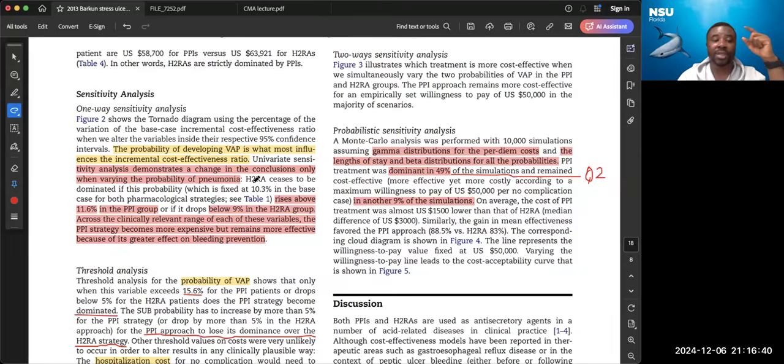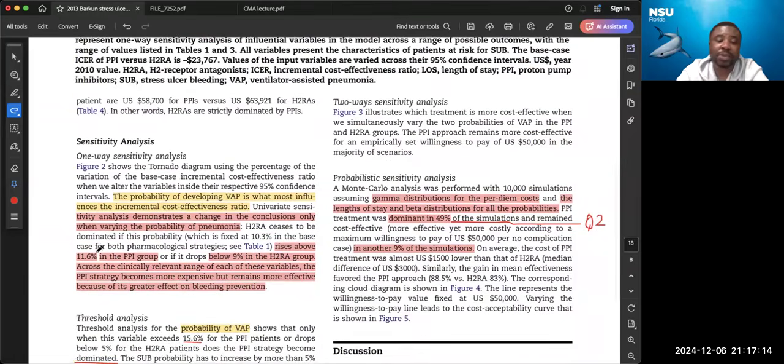And then the H2 arrays are no more dominated. Right now, they are less expensive, but they are less effective. So it depends on whether you want to pay more for the effect or not. The PPI is more expensive, more effective. So if you want to pay more, then you pay more. If not, they are no more dominated.